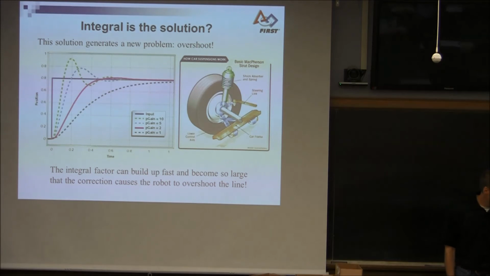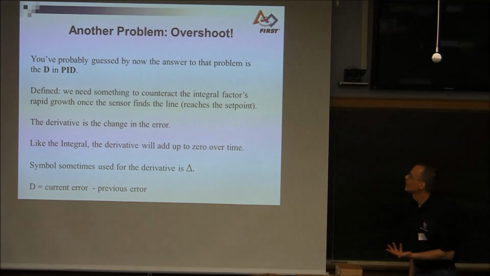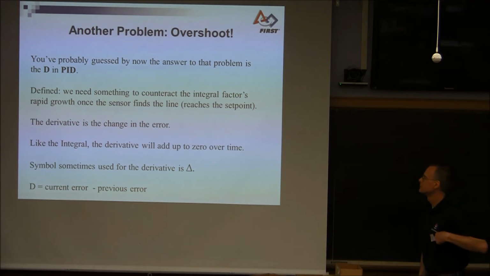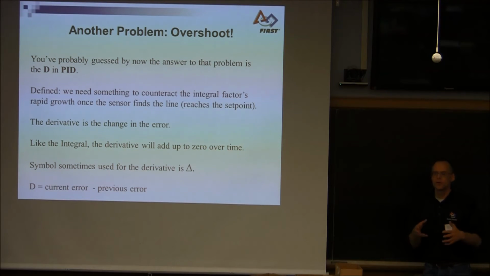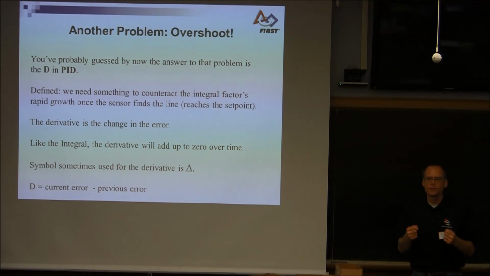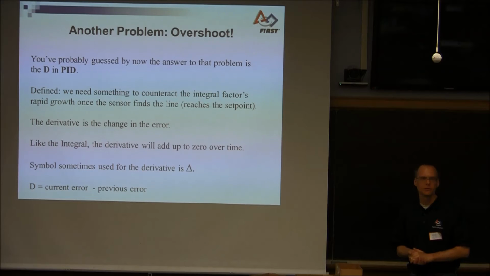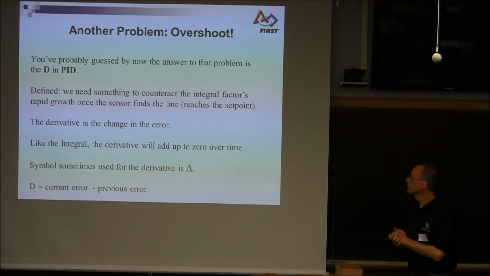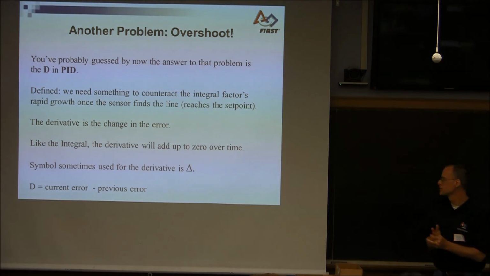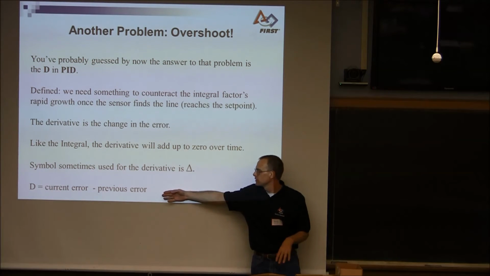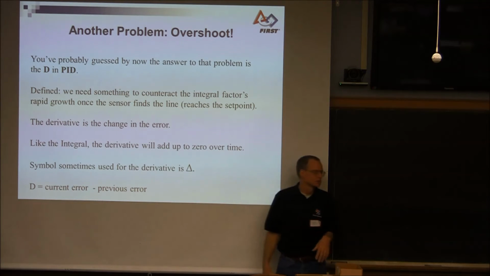How can we combat that? Well, I'm not going to sneak one in on you anymore, because you probably guessed it. That's the D in PID. It's the derivative. So rather than explain it in technical terms, what we really need is something that will suddenly counteract that growth in the integral when the sensor gets back to the set point, or when I get back to where I want it to be. And it's simply the change in the error. In the simplest sense, it's just the current error minus the previous error.